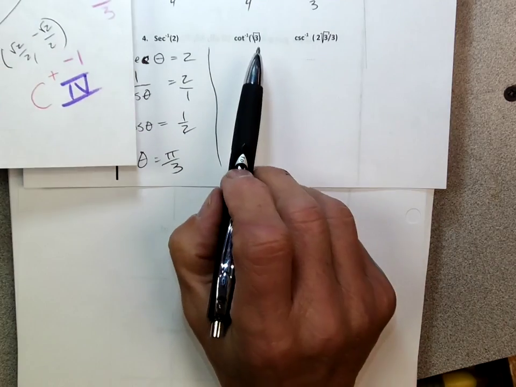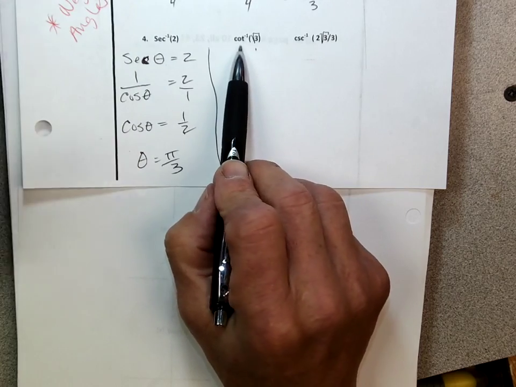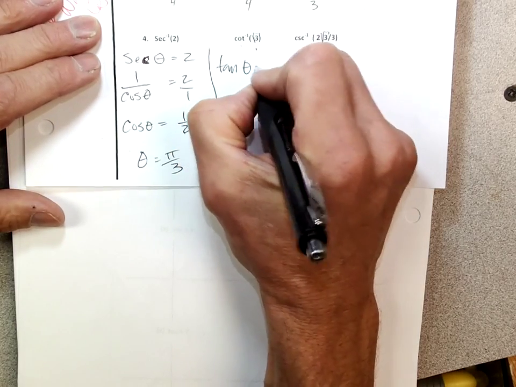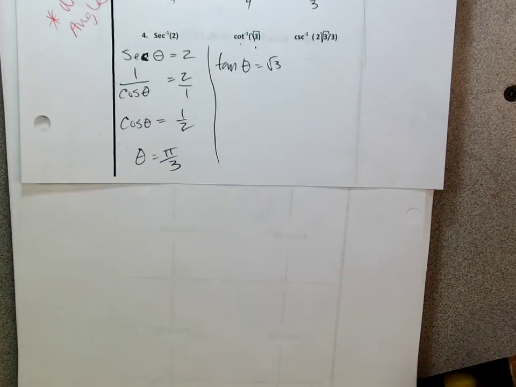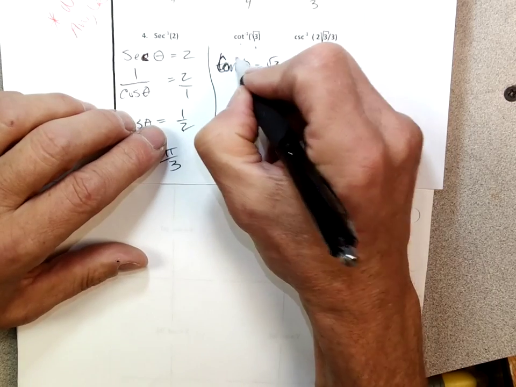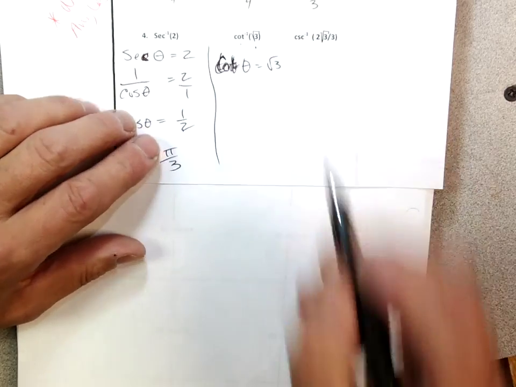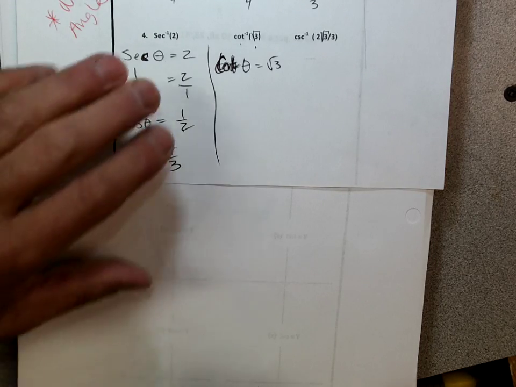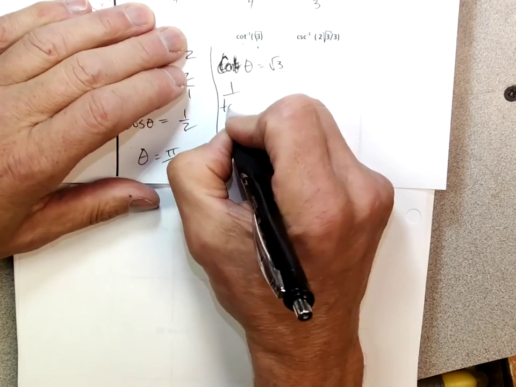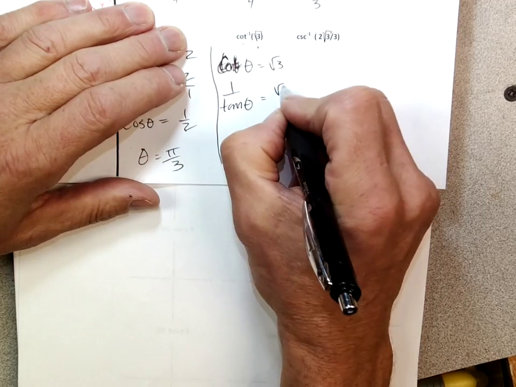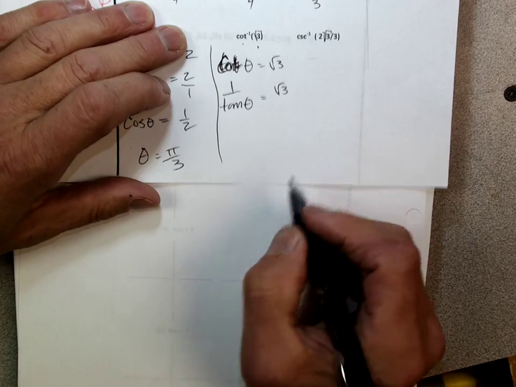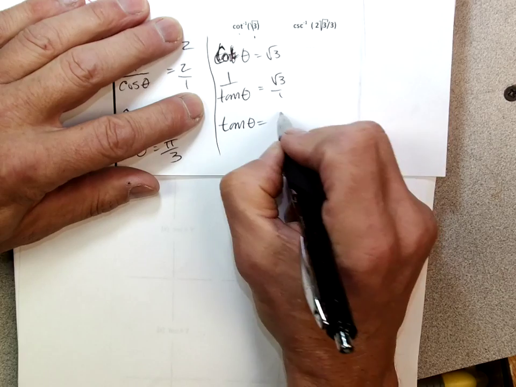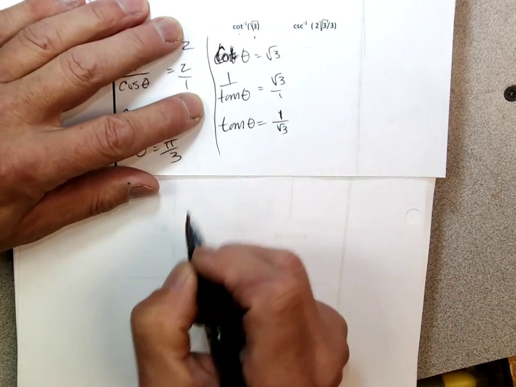Cotangent, square root of 3. Again, we do not have a cotangent up there, but we can rewrite this. Oh, I wrote that wrong. I'm trying to get this done so I can go next door. Forgive me. Cotangent of some angle equals square root of 3. Cotangent is the same thing as 1 over tangent, right? Flippy floppy. Tangent of theta is equal to 1 over the square root of 3.